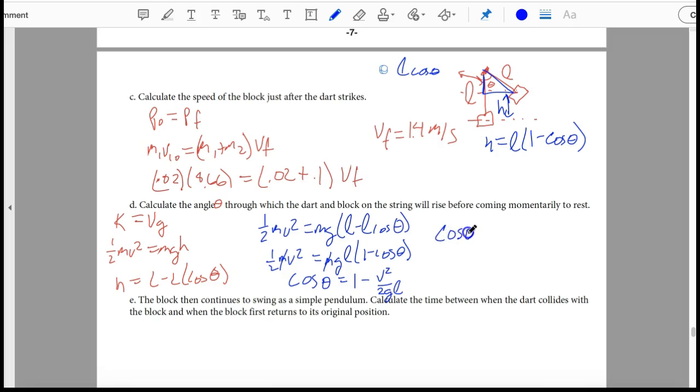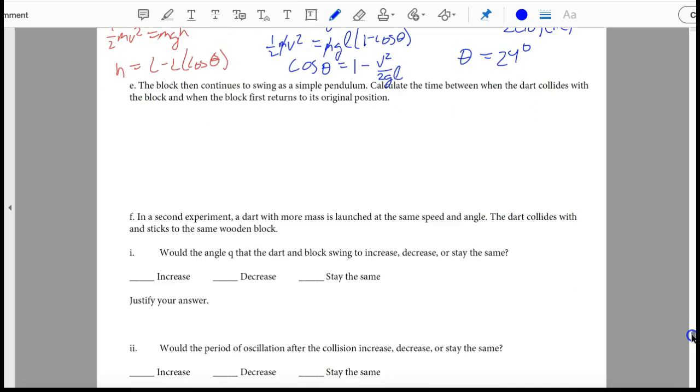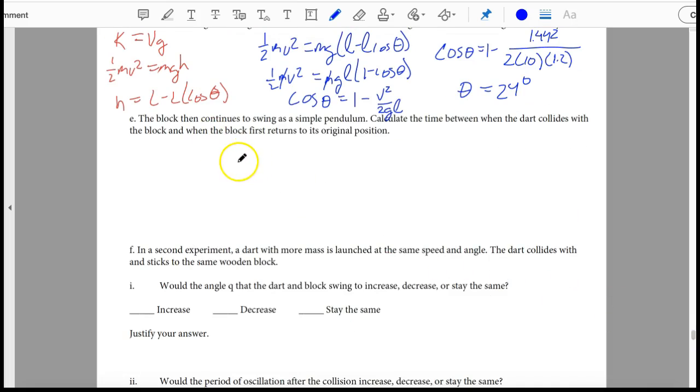So now we've got cosine of the angle is equal to 1 minus, and then our velocity is 1.44 from earlier. We have to square that, divided by 2 times 10 times 1.2 meters, and we will end up with an angle then of theta equals 24 degrees. So we did have enough room there. So the block here then continues to swing as a simple pendulum.